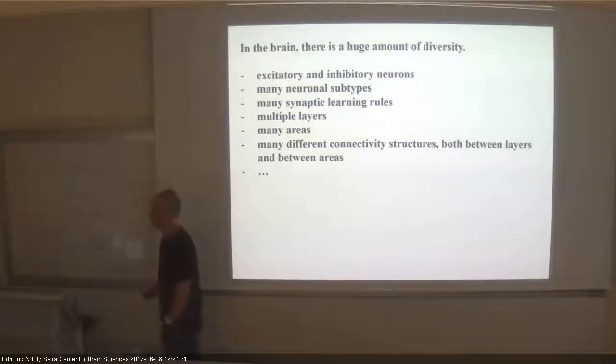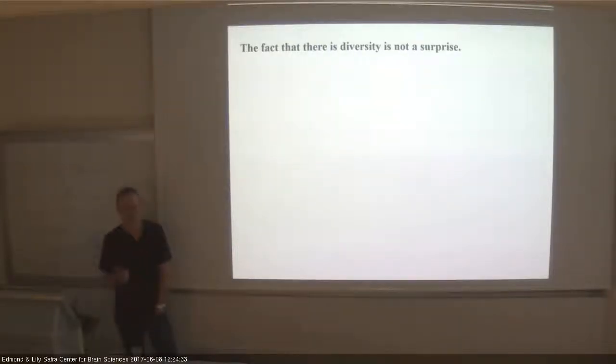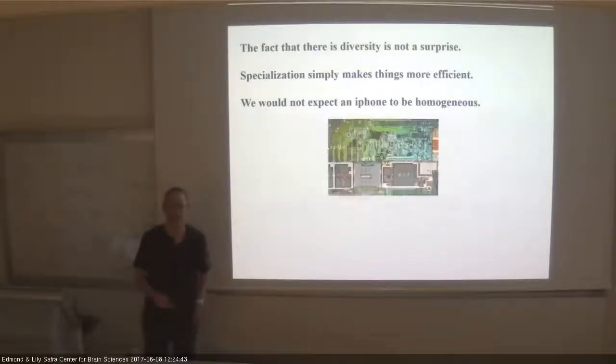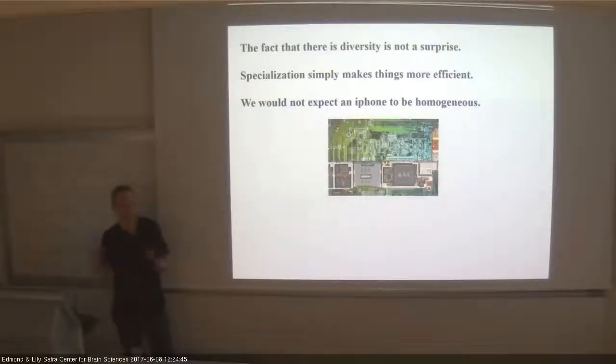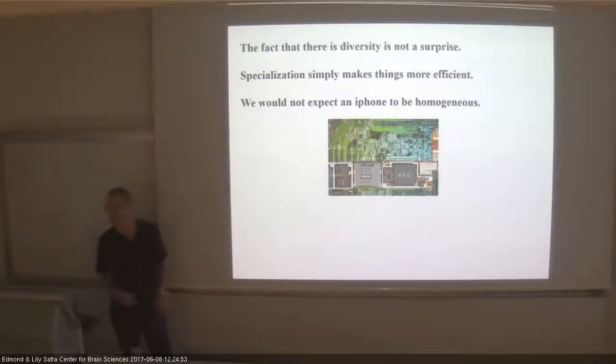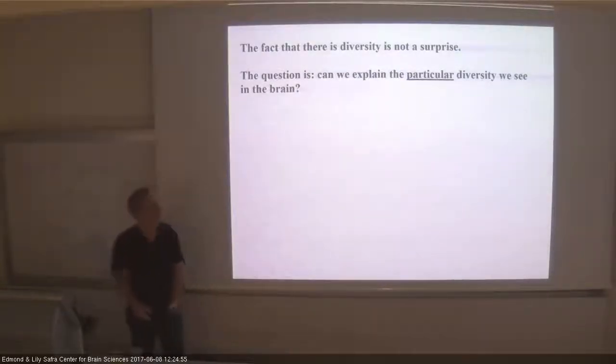Okay? And the fact that there's diversity is hardly a surprise, right? I mean, we don't know for sure, but it's likely it simply makes things more efficient, right? We wouldn't expect, for instance, an iPhone to be homogeneous, and it's not, right? Because it's got different parts. It's barely a phone, but it's kind of a phone. It's a computer. It's got memory. It's got all sorts of things. It seems things simply break up, okay? So that's not a big surprise.